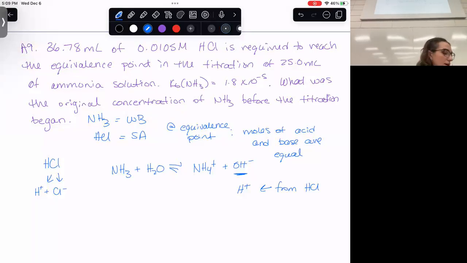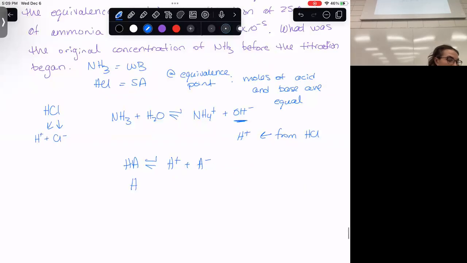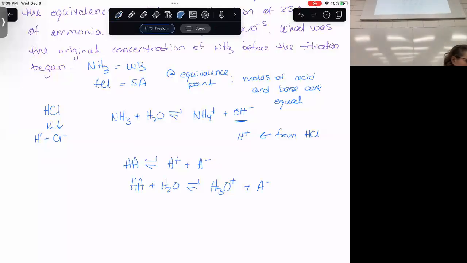Yep. A lot of the times for Ka, we have just a regular acid, and we say that it dissociates into H+ and A-. But what's really happening is that you have HA and H2O, and this forms H3O+ and A-. It would look the same for the base, but we shorthand it because H3O+ is just H+. Great question.